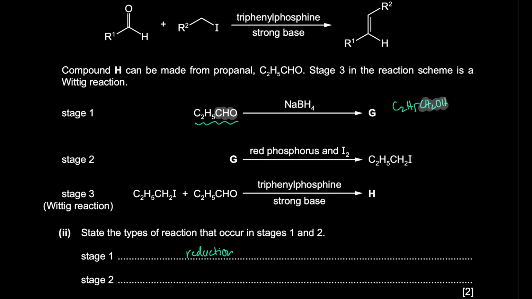Okay. In the second step, in stage 2, that primary alcohol reacts with red phosphorus and iodine to form a halogenoalkane, an iodoalkane over here. What type of a reaction is this? Iodide substitutes for OH over here. This is a substitution reaction, right? Or nucleophilic substitution. They'll accept substitution as well, but this is a nucleophilic substitution reaction. Halogenoalkanes to alcohols is nucleophilic substitution, and alcohols to halogenoalkanes is also nucleophilic substitution.